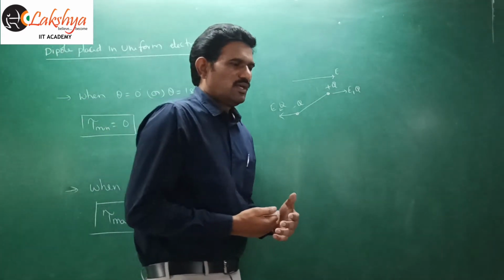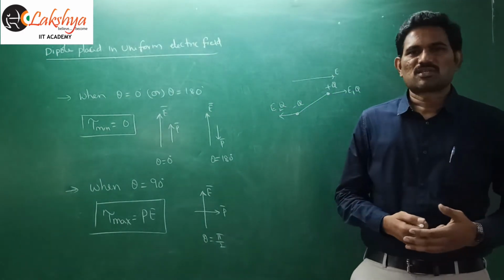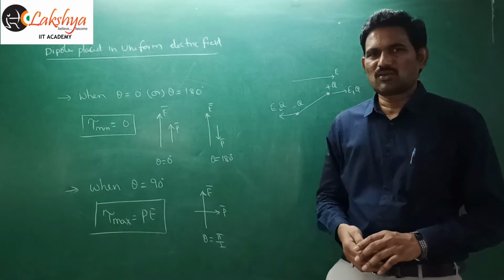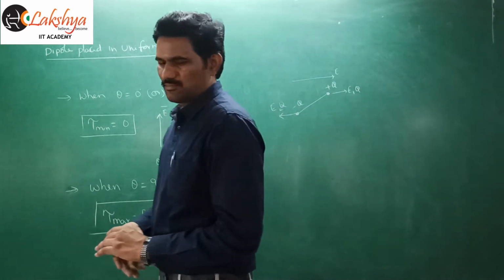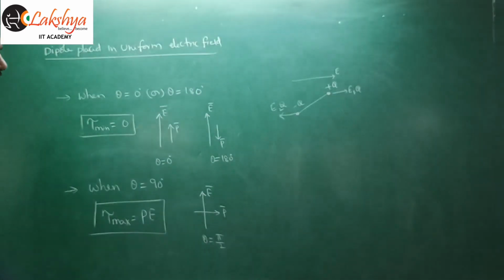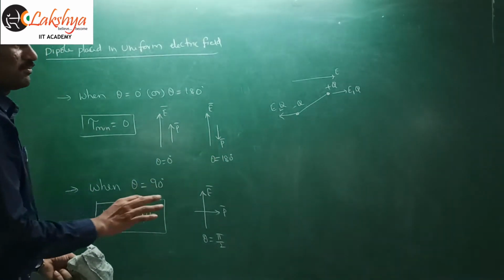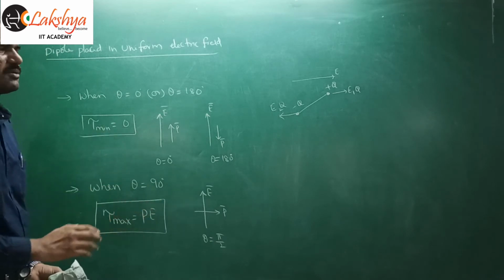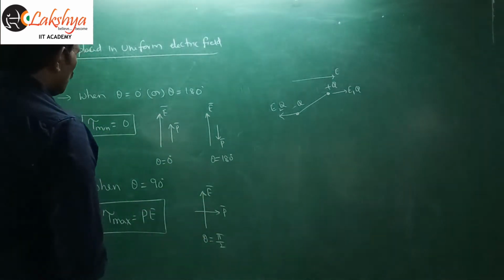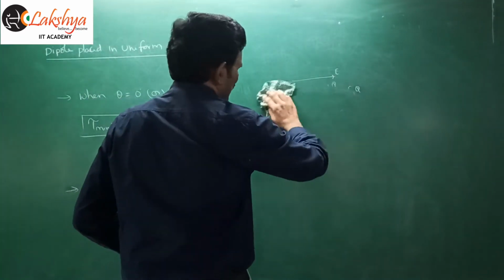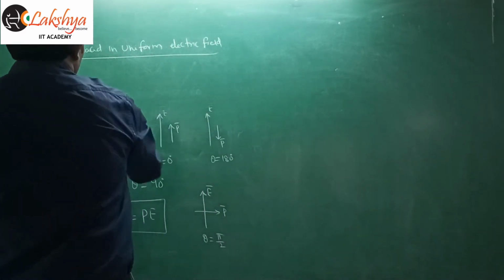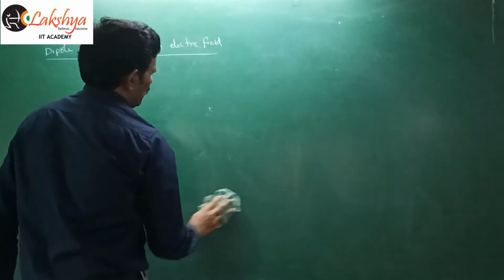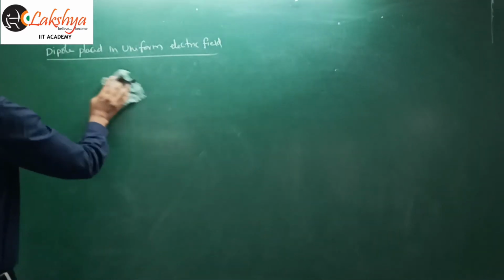And so when the dipole is placed in a non-uniform electric field, there may be a net torque and a net force acting on the dipole. So both may be there, both non-zero values. You can't conclude that because there may be different possibilities for this field: whether the field is changing in magnitude, changing in direction, or both are varying. But we will discuss that later, and we will derive an expression for the force acting on the dipole when it is placed in a non-uniform electric field.